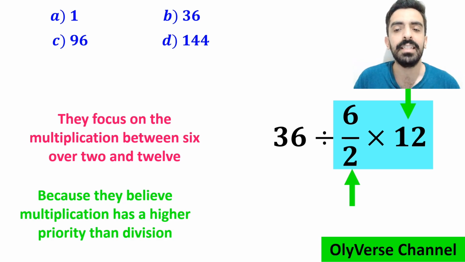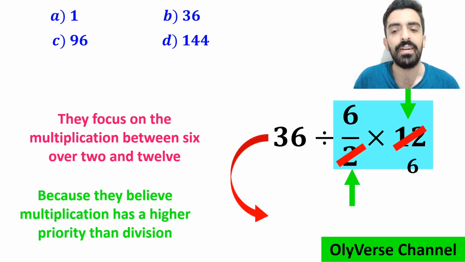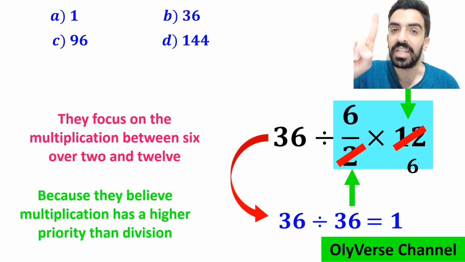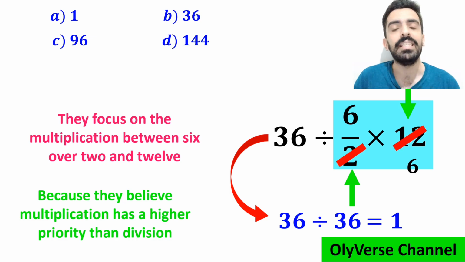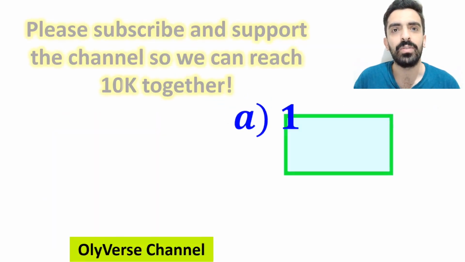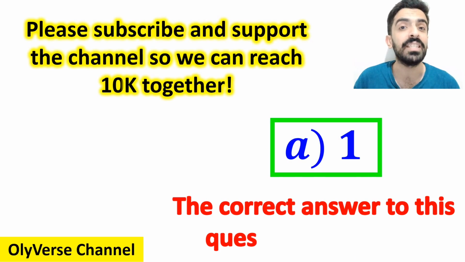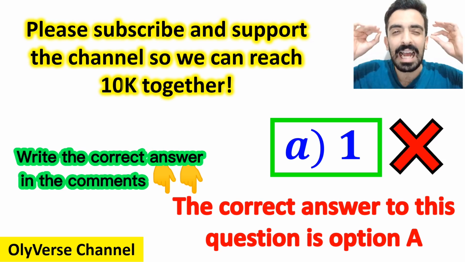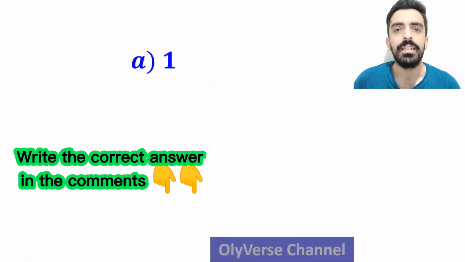As you can see in the image, they simply cancel out 12 with the 2 in the denominator, and instead of this expression, they write 36 divided by 36, which finally gives them the answer 1. And immediately, they conclude that the correct answer to this question is option A. However, this answer is absolutely wrong.